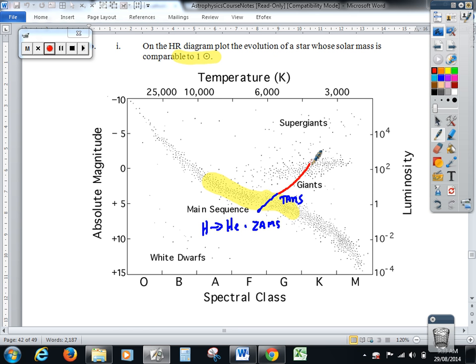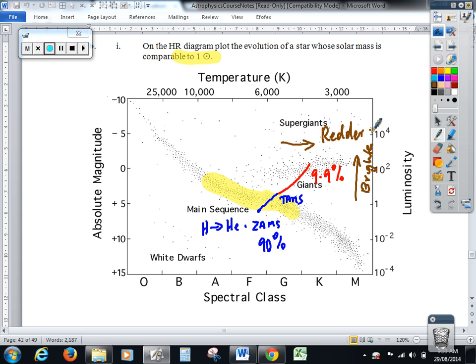But if this is 90% of its stage, this is about 9.9% of its time. Okay? Now notice what happens as it grows. It becomes brighter because it goes further this way, so it's brighter. And it also goes sideways, so it becomes redder. So it grows, becomes brighter and redder, and this is the reason why we call it a red giant.